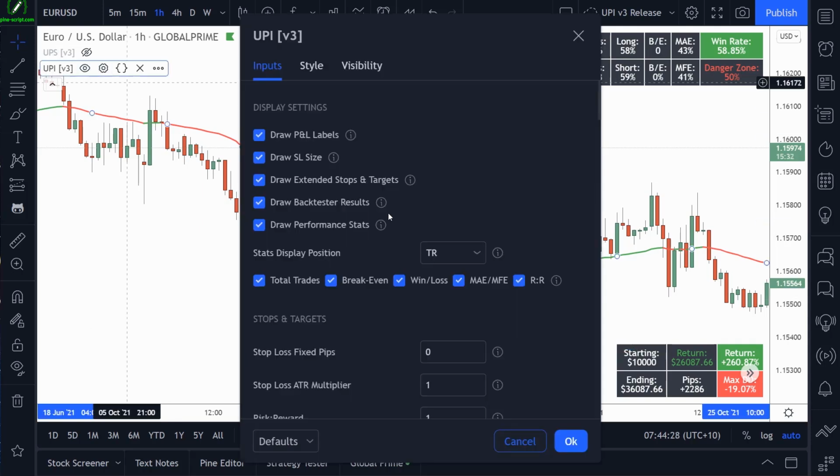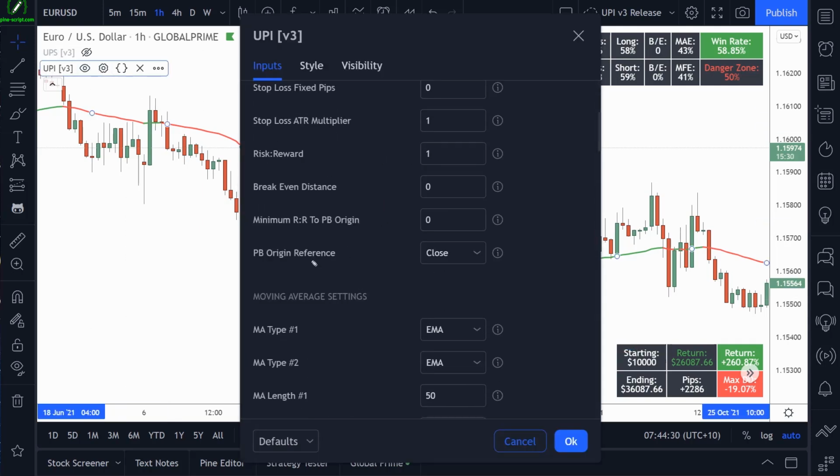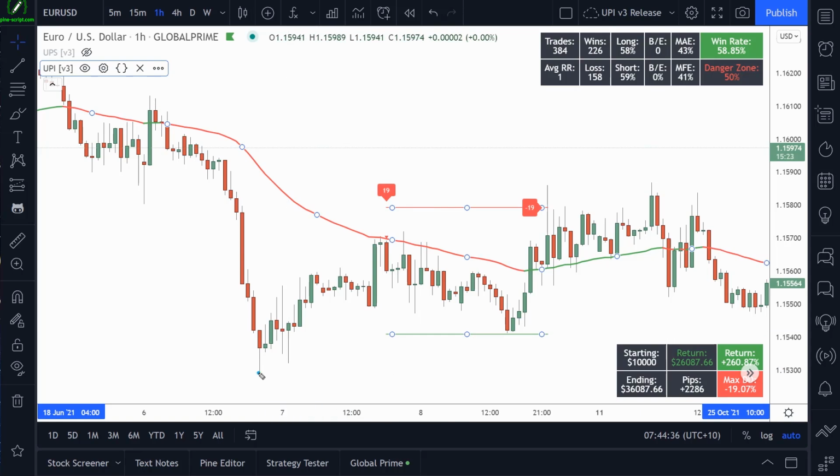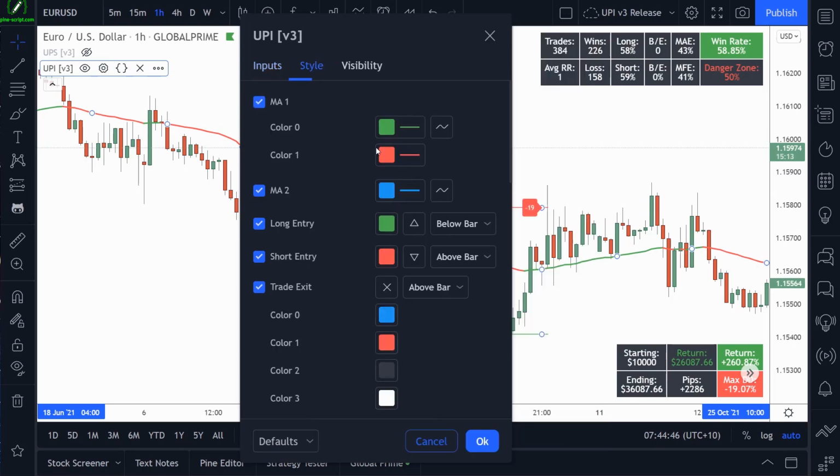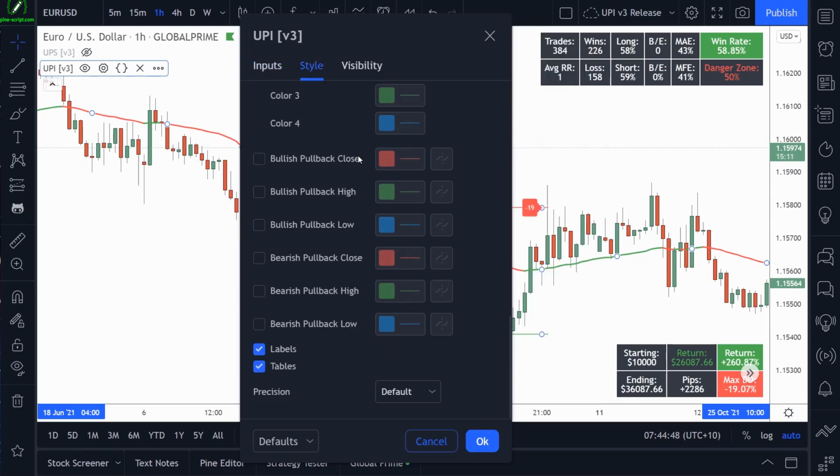You can change that though in the settings if you want to. You can change the pullback origin reference to wicks. So if I change that to wicks, then the script will use this as the pullback origin. And if you come up to the style section of the settings menu here, and you scroll down to the bottom of the settings, we have our bullish and bearish pullback plots here.